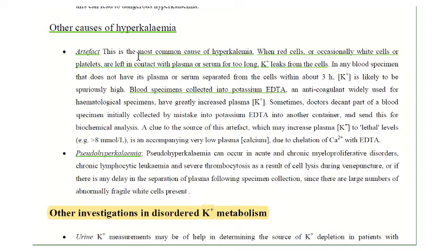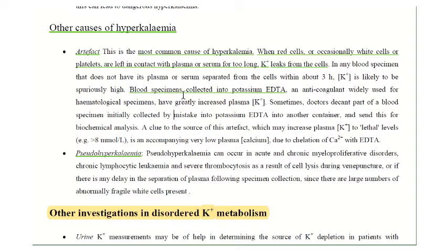هنا this is the most common cause of hyperkalemia when red cells or occasionally white cells or platelets are left in contact with the plasma or serum for too long. Potassium leaks from the cells. In any blood specimen that does not have its plasma or serum separated from the cells within about 3 hours, the potassium concentration is likely to be seriously high.